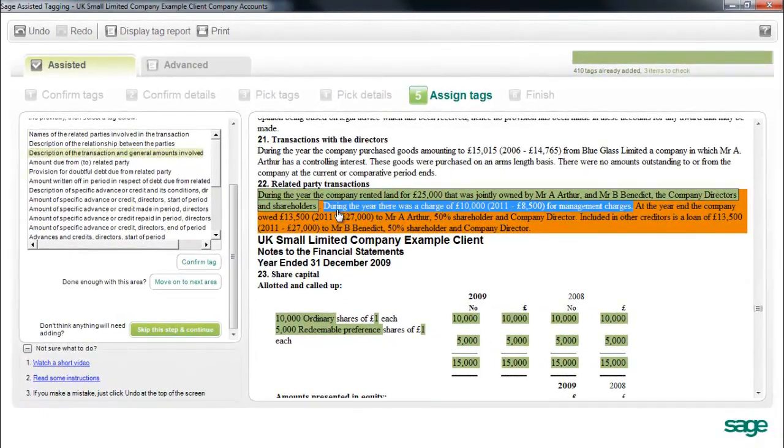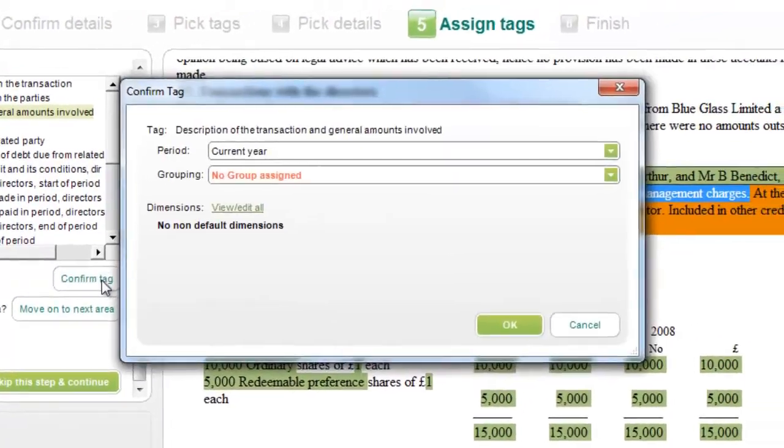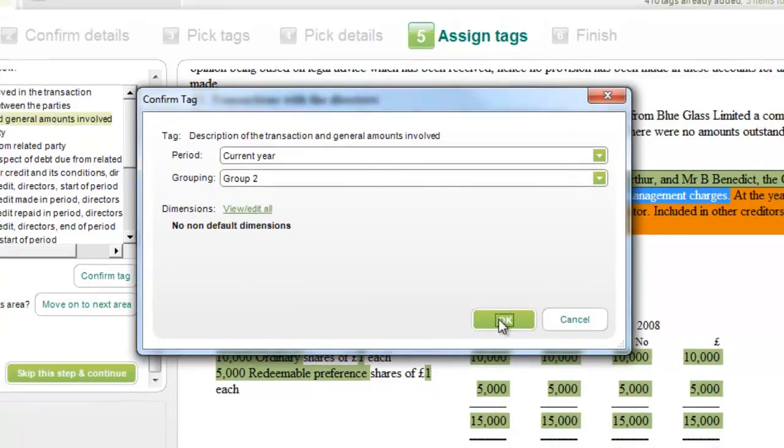And this is where we begin to look at how groups work. We will assign Group 2. We assign group 2 because we have already used this tag with group 1, and you cannot use the same tag with the same group to tag different pieces of information.